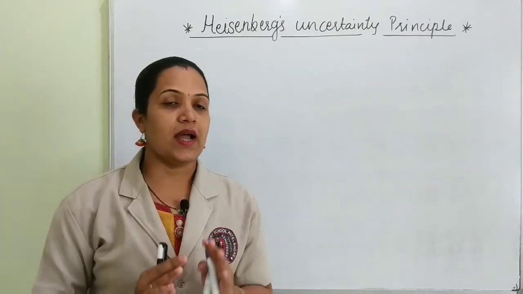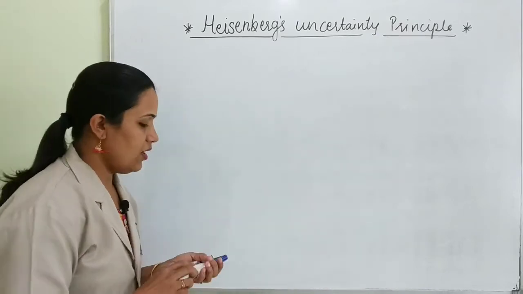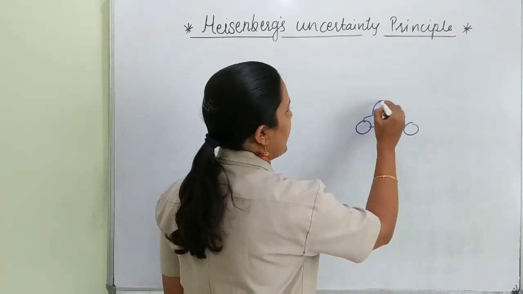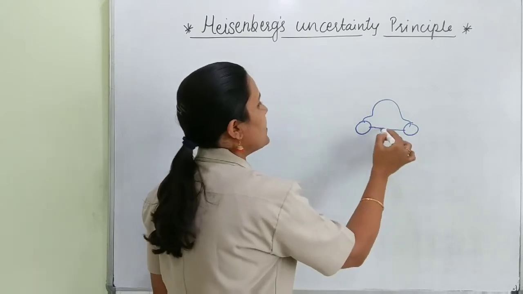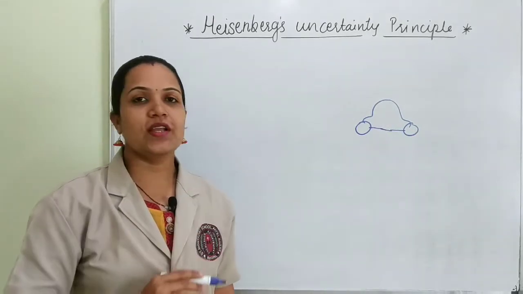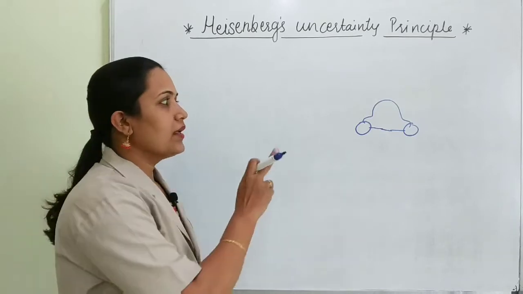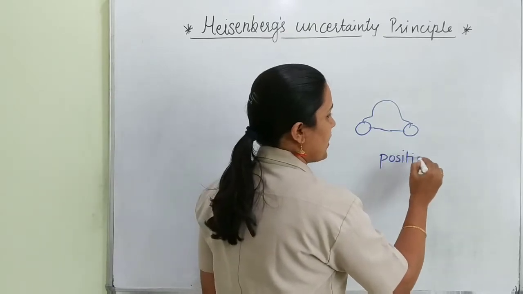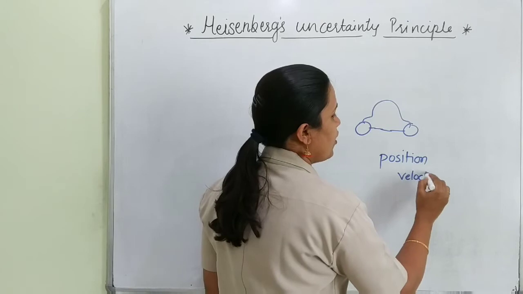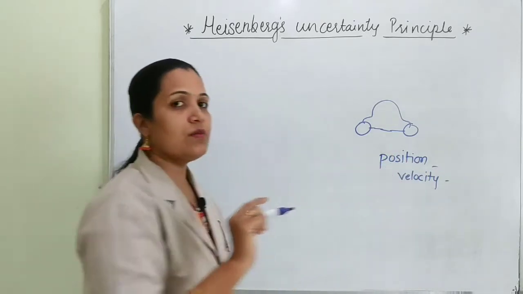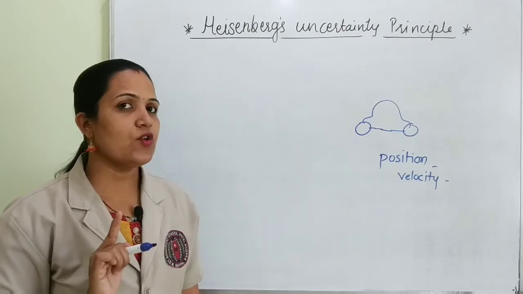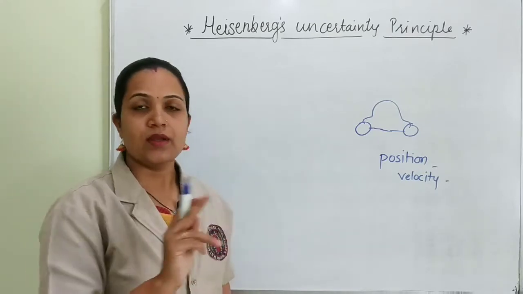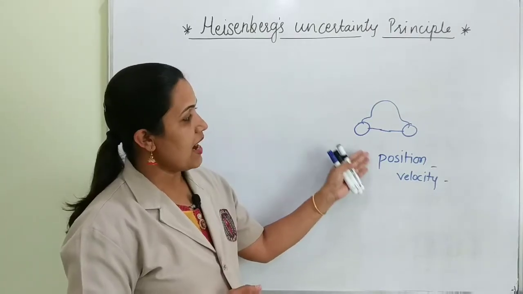Now tell me, if I give you a few examples. First of all, here I am taking a moving car, although my drawing is not so good, but let me try. If a moving car is there, can you calculate its position and velocity? Yes or no? I think your answer is yes. Yes, it means we can calculate the position and velocity of that moving car.